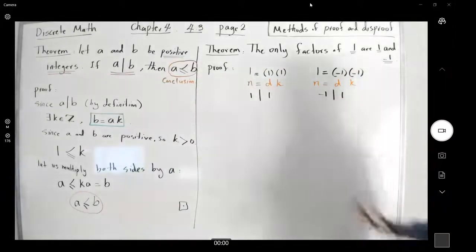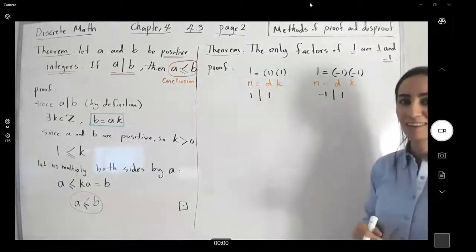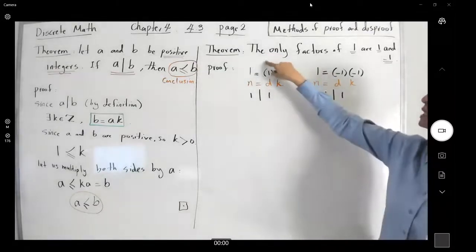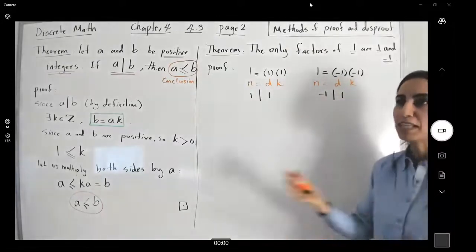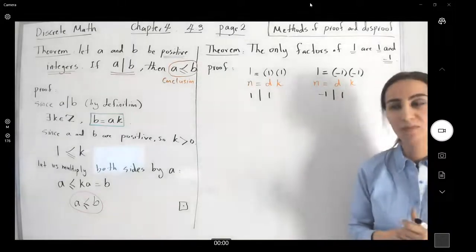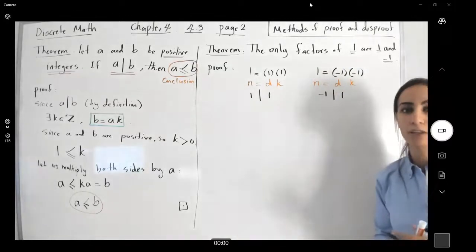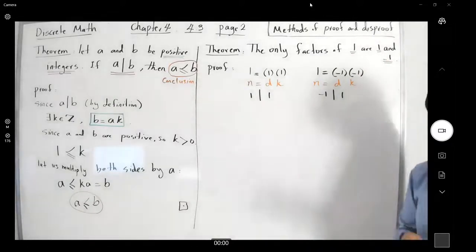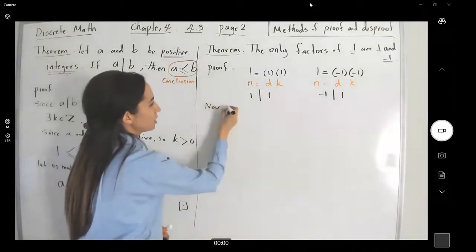Well, is that enough? Am I done with the proof? Take a look at your theorem. It says the only factors. So what's the meaning of that? It means that if I randomly select an integer, and that integer is a factor of 1, that integer is either 1 or negative 1. That's the meaning of that. Now, we need to show that.